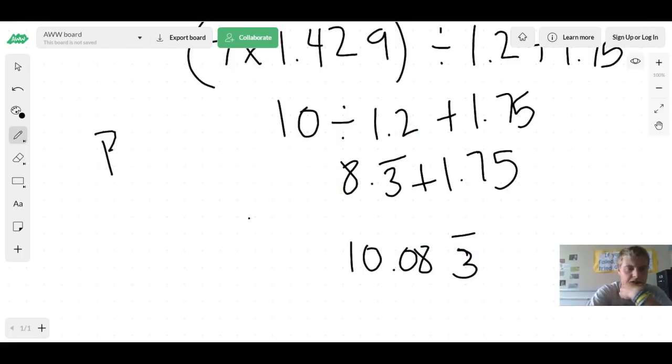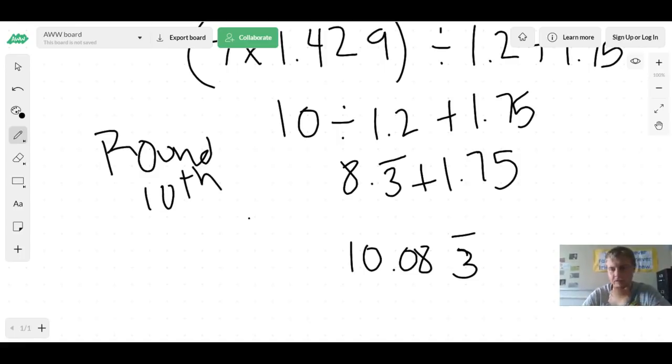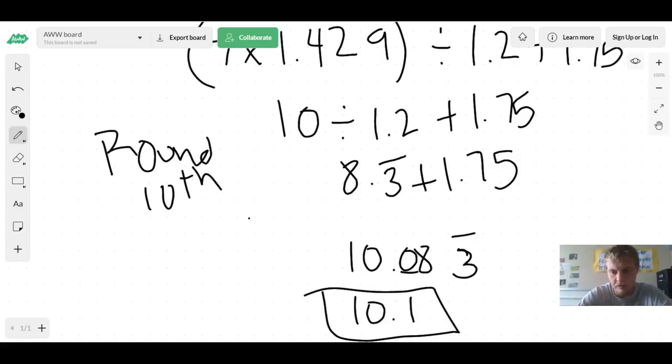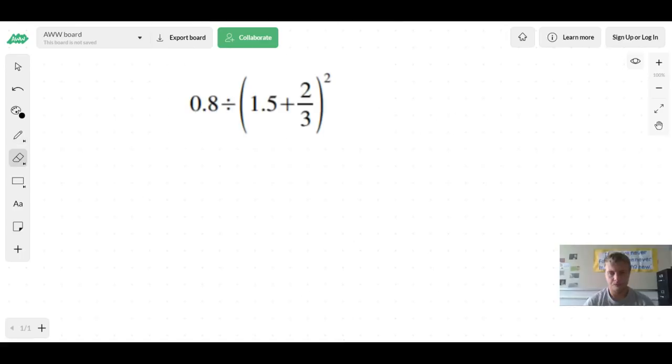Now let's say they told us to round to the nearest tenth. So a lot of these problems today are going to tell us to round. They told me to round that to the nearest tenth. I'd say that's 10.1 because we'd go to the tenth place. We'd look one number to the right, and that would tell me to round up. Let's do another one.